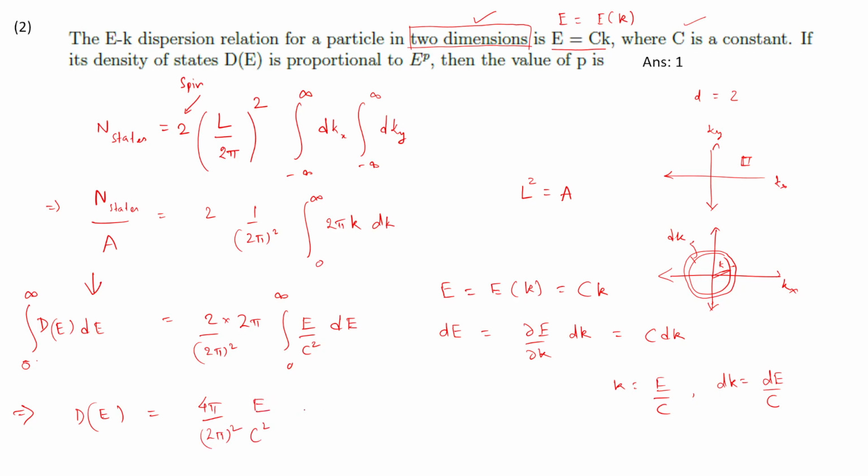So here you see that this is directly proportional to E, and the power is 1. So it is directly proportional to E to the power p, and p has to be equal to 1. So this is how you have to do it. And now you can similarly do it for any arbitrary dimension. D can be something else; in some other questions you may be asked for 2, 3, or anything, and you can do it.